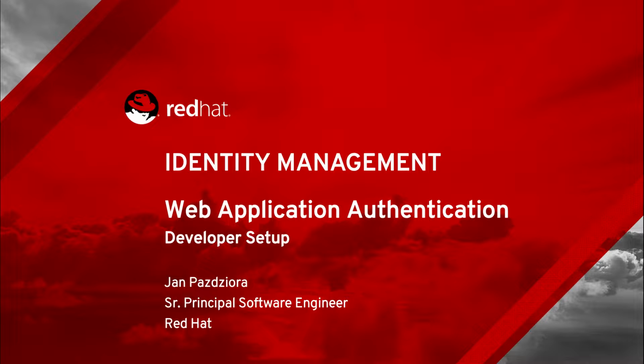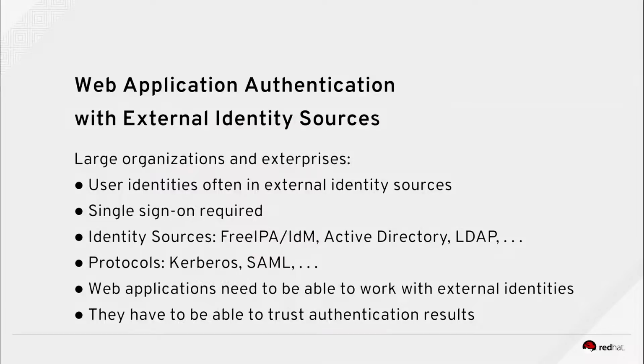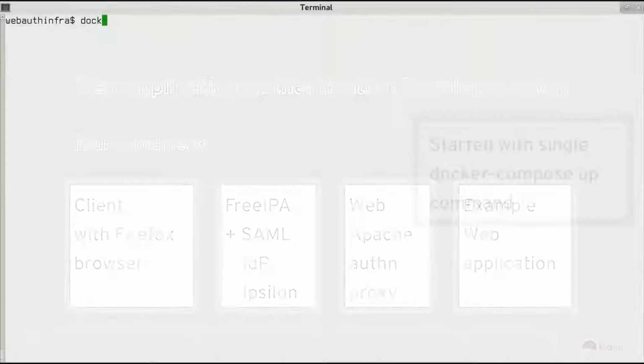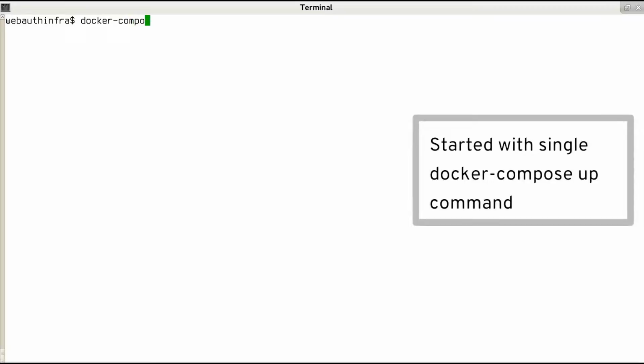Introducing containerized developer environment, which provides a quick way to set up, explore, and test web application authentication with external identity sources and protocols like Kerberos or SAML. Based on FreeIPA server as identity source, it uses Apache HTTP server in a role of authentication proxy to an example web application, which demonstrates propagation of authentication results, user attributes, and group membership.